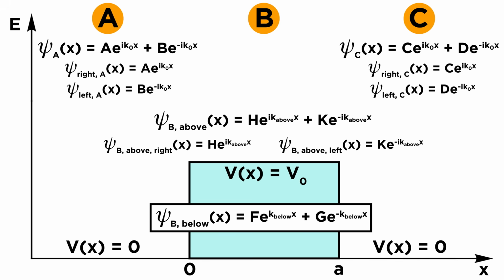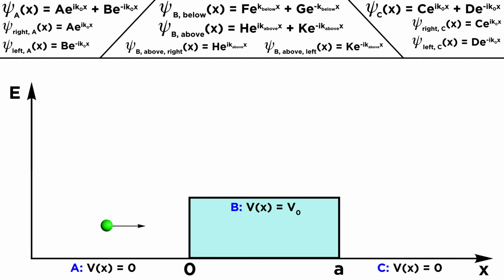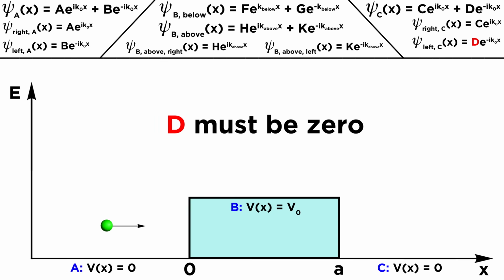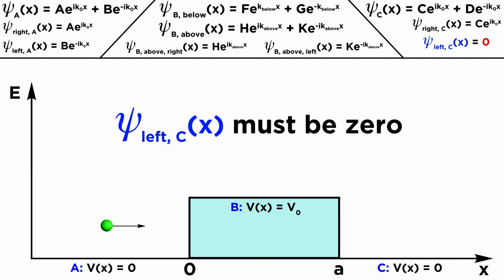Now that we have everything set up, we are ready to find the solution. Let's consider a particle approaching the barrier from the left-hand side. With this assumption, we can say that the constant d is 0. There can be no wave coming from the right side of the barrier, and there is no way for a wave traveling to the right to reflect once beyond the barrier and come back the other way. So this constant must be 0, meaning that psi left c equals 0.